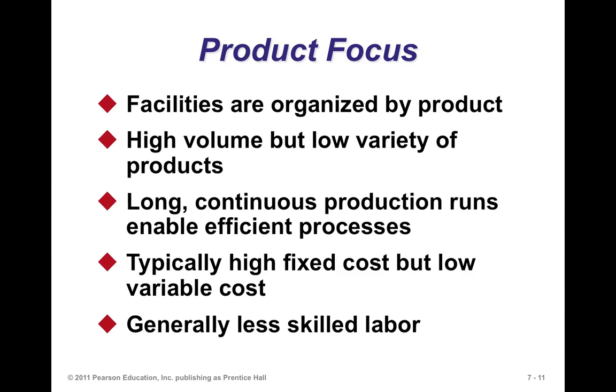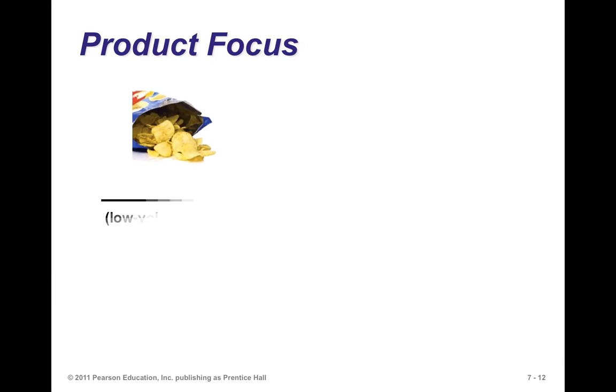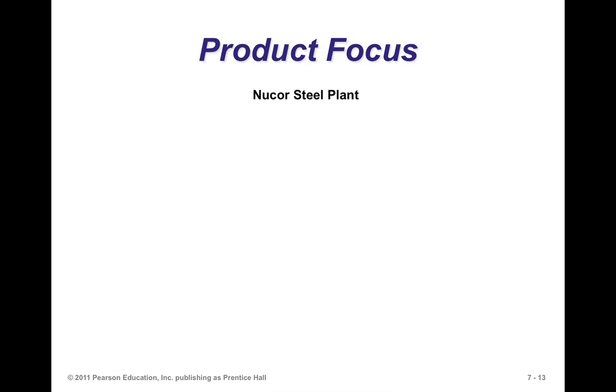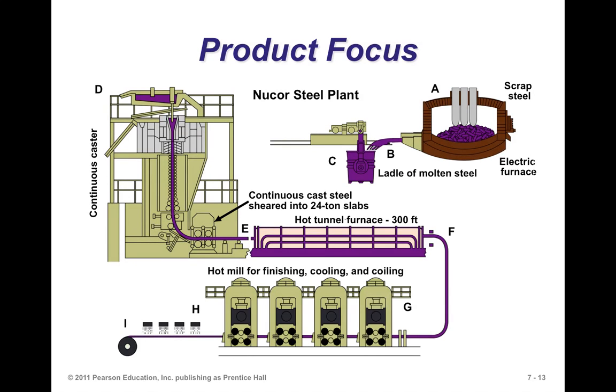And then the product focus, the facility is actually organized around the product. It has high volumes but low variety, and typically the production is continuous, whereas in assembly lines, production tends to be more discrete, or in terms of a process focus as well. And making of chips, you add a few inputs in there, and then you produce some variations on the sizing and the packaging and the labeling. But pretty much the process is fixed, as I mentioned to you. This is a steel plant. As you can see, very expensive capital equipment.